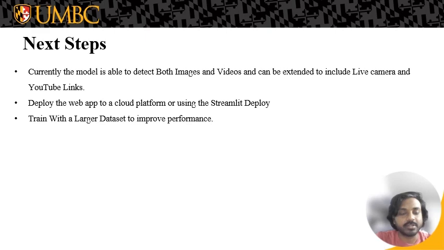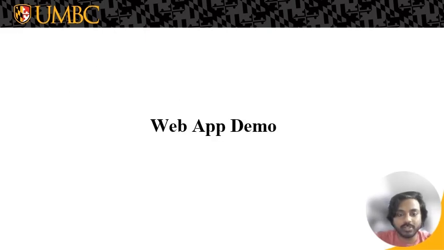Here are the next steps. Currently, the model is able to detect both images and videos and can be extended to include live camera and YouTube links. The next steps also include deploying the web app to a cloud platform or using Streamlit deploy, and training with a larger dataset to improve performance. Now let's see how our web application using Streamlit works.